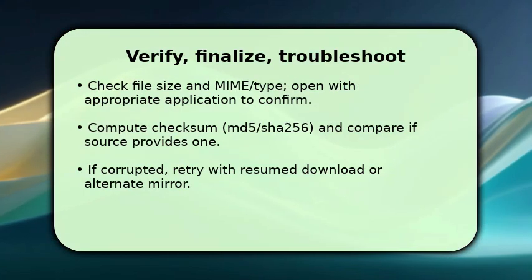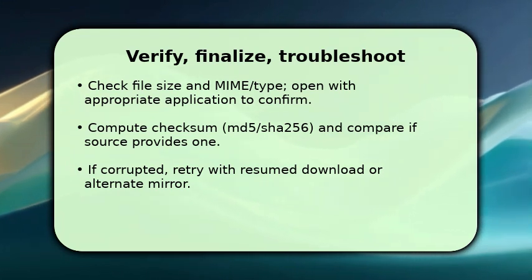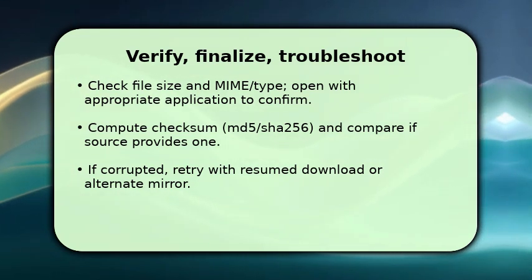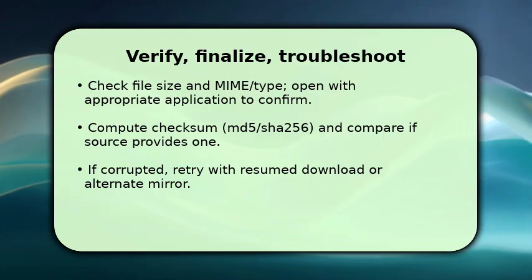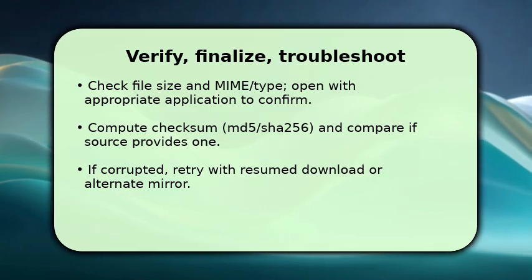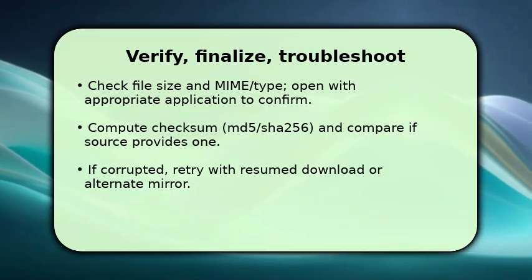You finish by validating the saved file. Inspect its size, MIME type, and attempt to open it with the expected application. Make sure file permissions are correct, and if available, compare checksums to ensure integrity. Once confirmed, move or rename according to your workflow and clean up any temporary files or credentials you used.